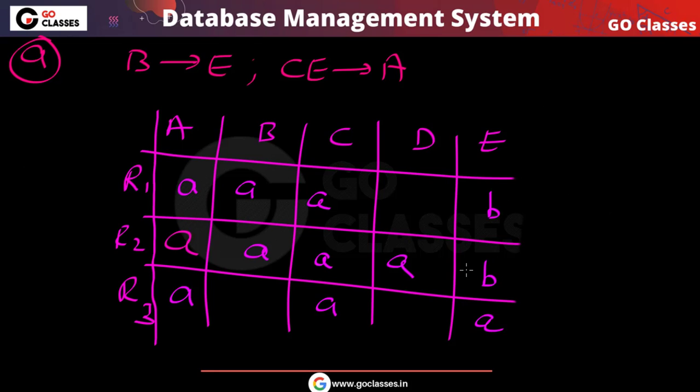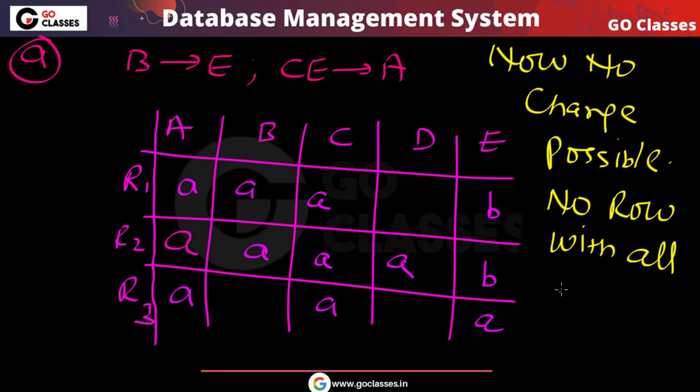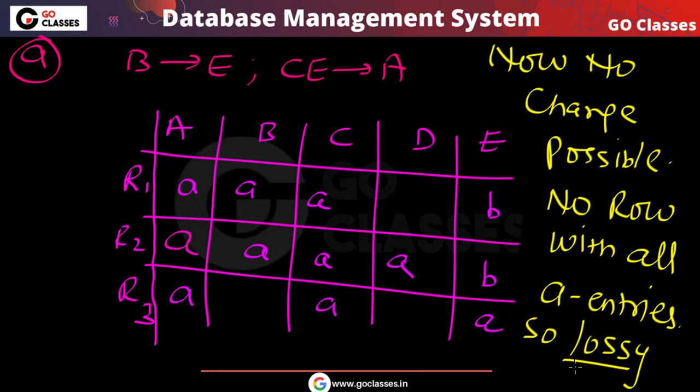Now whatever you do, the entries will not change. No change is possible. Okay, and you can notice we don't have any row with all A entries. So there is no row with all A entries.